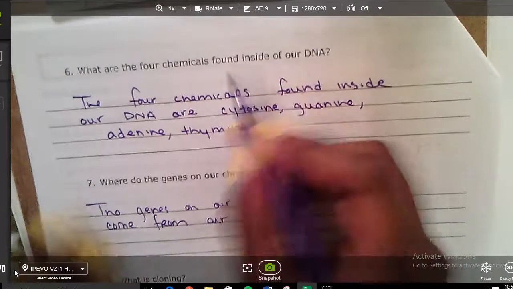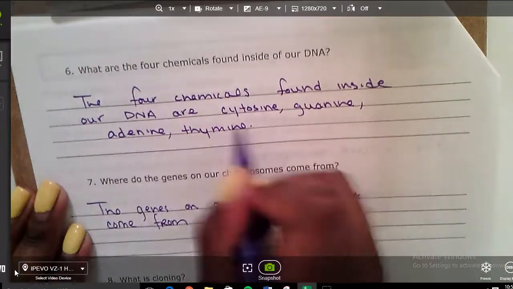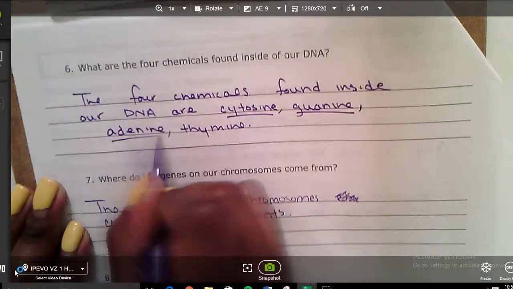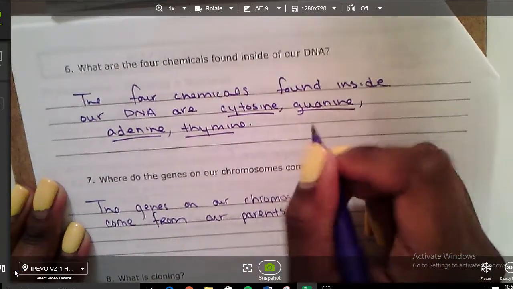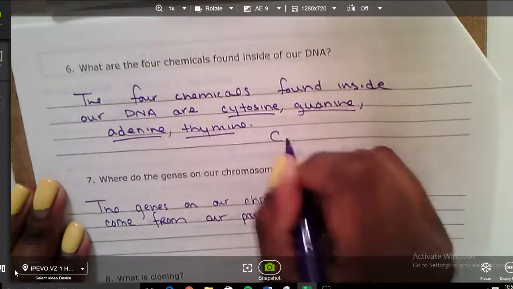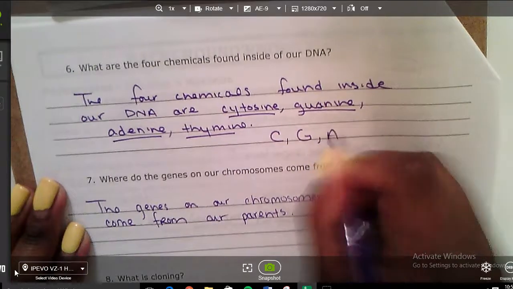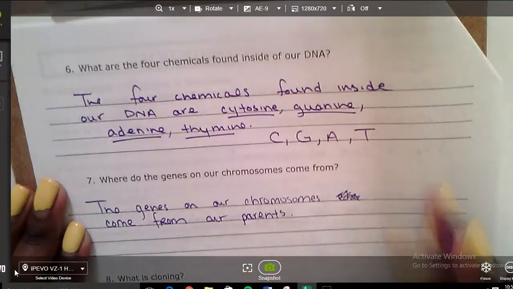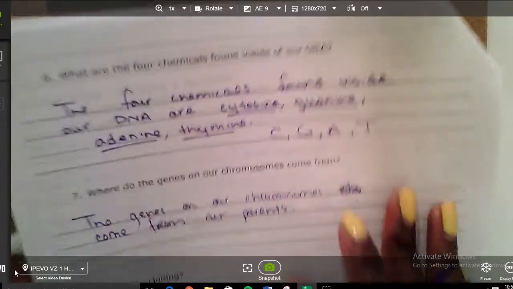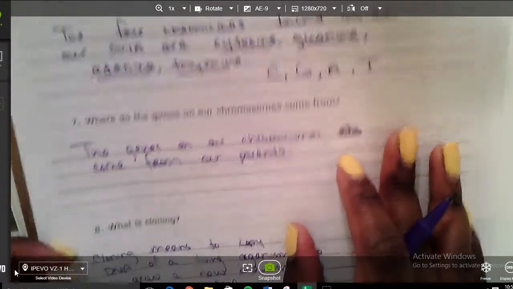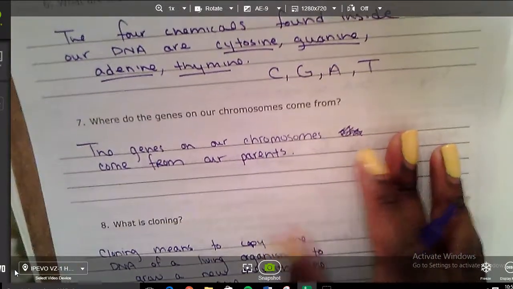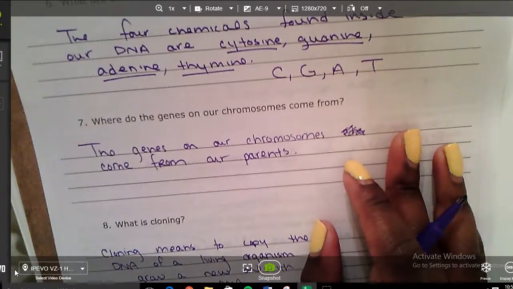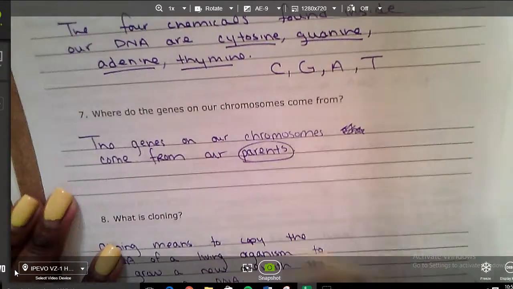What are the 4 chemicals found inside of our DNA? They are cytosine, guanine, adenine, and thymine. You can also just say C, G, A, and T, because most scientists just refer to them as the letters. Where do the genes on our chromosomes come from? So where are we getting all of this genetic material? We are getting them from our parents.